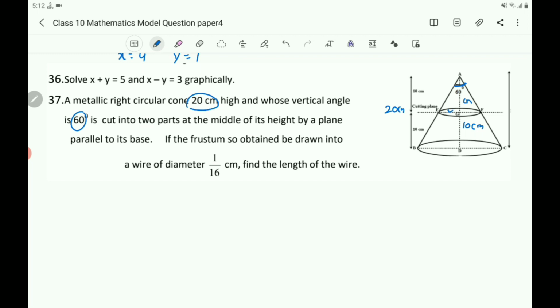Here you can get these two radii by using this vertical angle. So if you take this right angle triangle, these angles are 30 degree, 30 degree. So use any ratio and get the radii R1 and R2. So you will get R1 and R2, and you know the height here, this is 10 centimeter and this total height is 20 centimeter. By using the triangle ADB, we will get the radius R2, and by using the triangle ACE, we will get the radius R1.